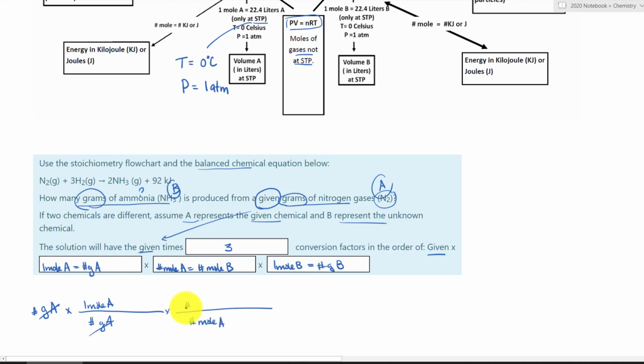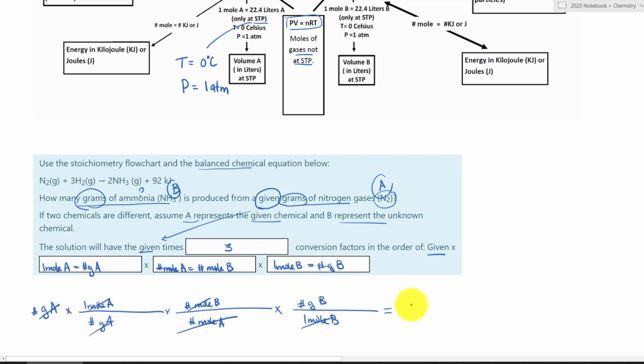And then the number of moles of B is going to be on top. Look what happened to mole A, it cancels out. Now we're on our last conversion factor. This is moles of B, so down here, of course, the 1 mole of B is going to be on the bottom, and the number of grams of B is going to be on top. And look at that, I can solve this mentally without having the actual number right there.